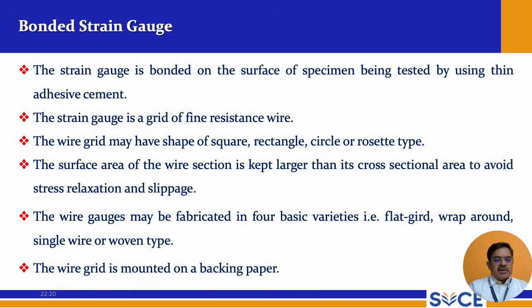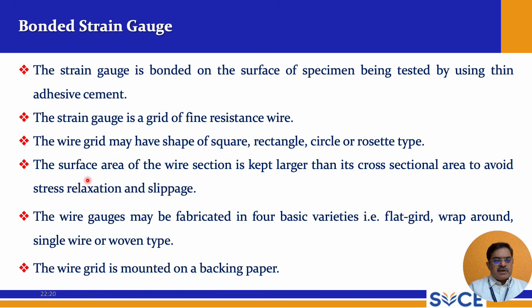The strain gauge is bonded on the surface of the specimen being tested by using thin adhesive cement. So we are just attaching this to the specimen using some adhesive cement. The strain gauge is a grid of fine resistance wire. The wire grid may have the shape of a square, rectangle, or even a circle or rosette type. So these are the different shapes we can have in the bonded type.